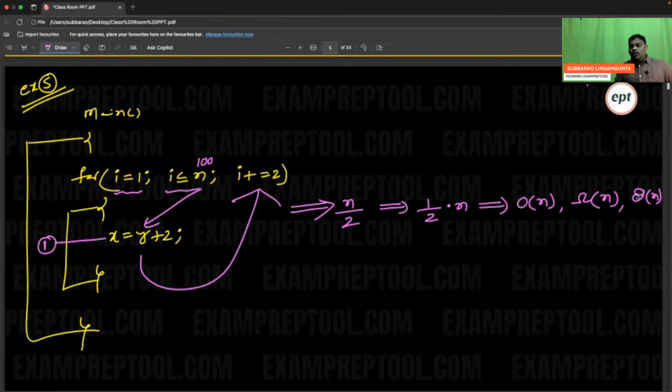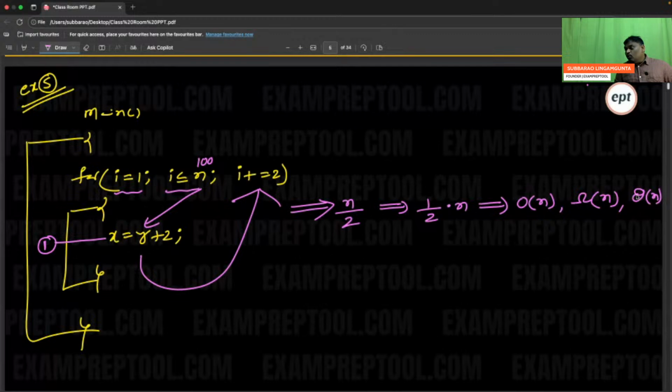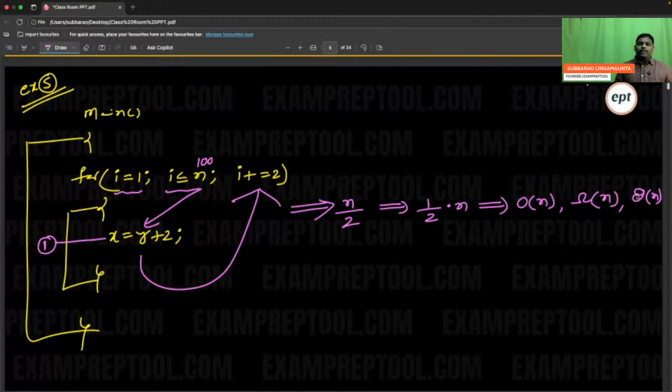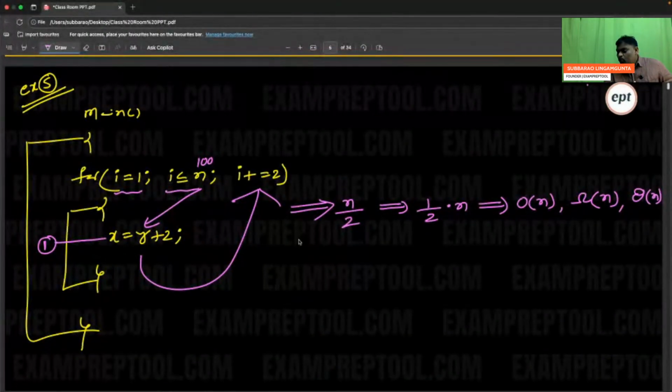So the time complexity of this program is n by 2. Going plus 1 each time gives n, but going plus 2 each time gives half the times. So if the increment is more, the loop runs fewer times. The loop is n by 2 times, which is 1 by 2 into n. 1 by 2 is a constant, so you can ignore it. Finally, the time complexity is big O of n, omega of n, theta of n. Let me know if anyone has any objection. Remember, time complexity means loops only. If more loops, bigger loop.